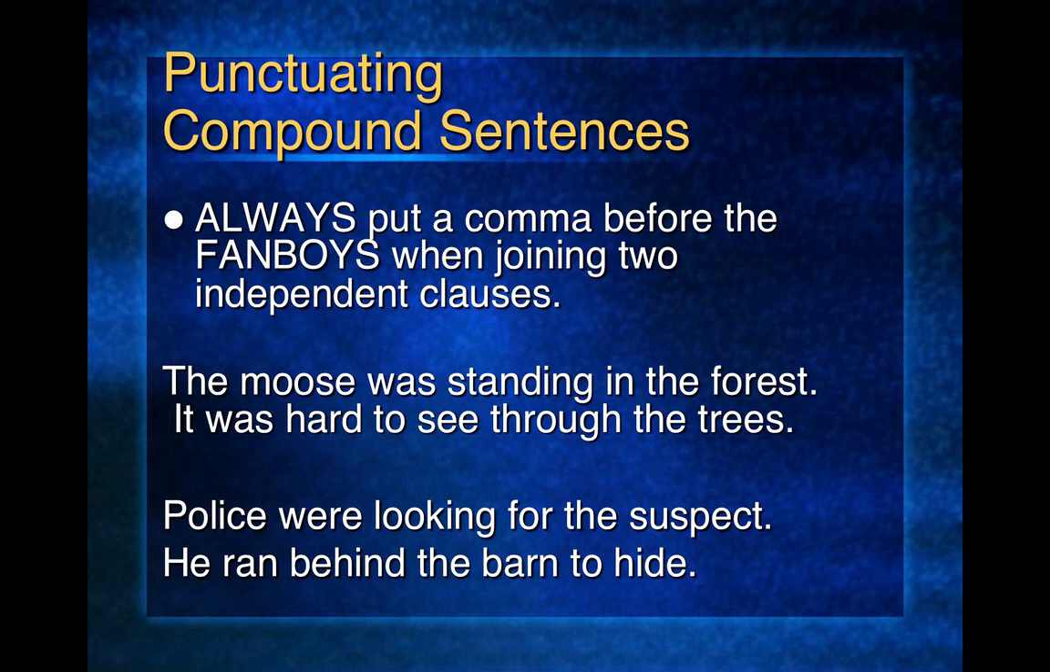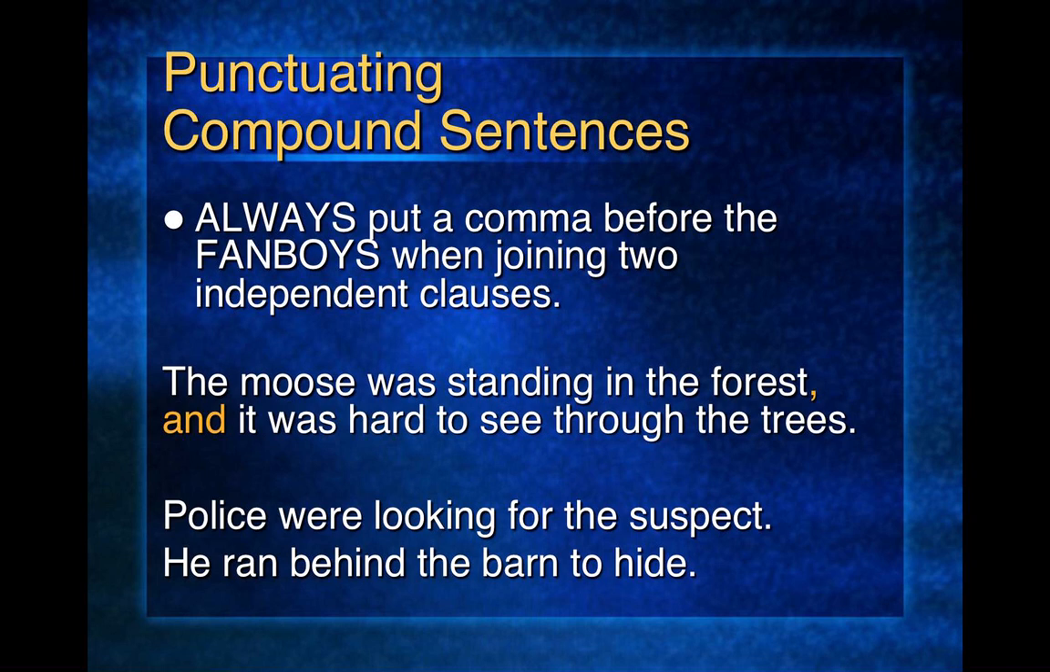Here's our examples. The moose was standing in the forest. It was hard to see through the trees. Police were looking for the suspect. He ran behind the barn to hide. So the first one, the moose was standing in the forest, comma, and it was hard to see through the trees. Those are two equal thoughts now. Why? Because we used the word and.